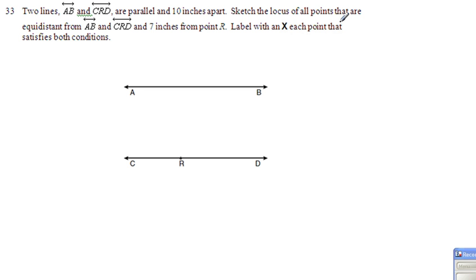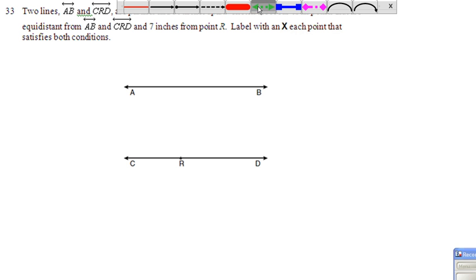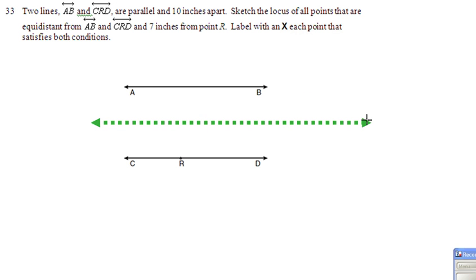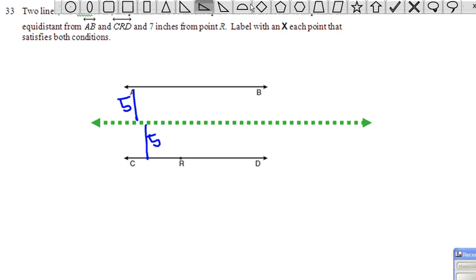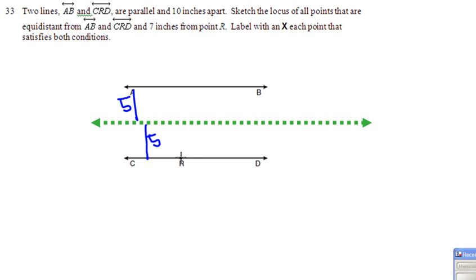Then sketch the locus of all points that are equidistant. That means we're looking at something in the middle somehow. Equidistant, and 7 inches from point R. See, the whole thing was 10 inches, then this must be 5 inches, and that's another 5 inches. We're looking for 7 inches from point R. That means we will have, now that will be 5 inches away because it hits the middle line, but 7 inches is going to be a little bit bigger than that. So that's what we're going to have.